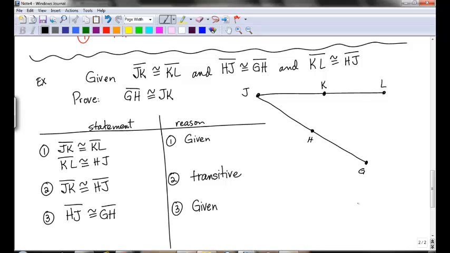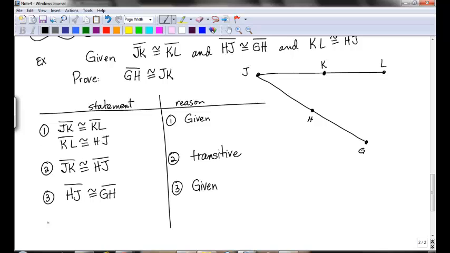Now look again up here. JK is congruent to HJ, but HJ is congruent to GH. So JK is congruent to, which property? Still transitive, yep. So JK is congruent to GH. Still need the segments on all those. And that was still transitive. Anybody having trouble seeing that? You need me to point to it again?